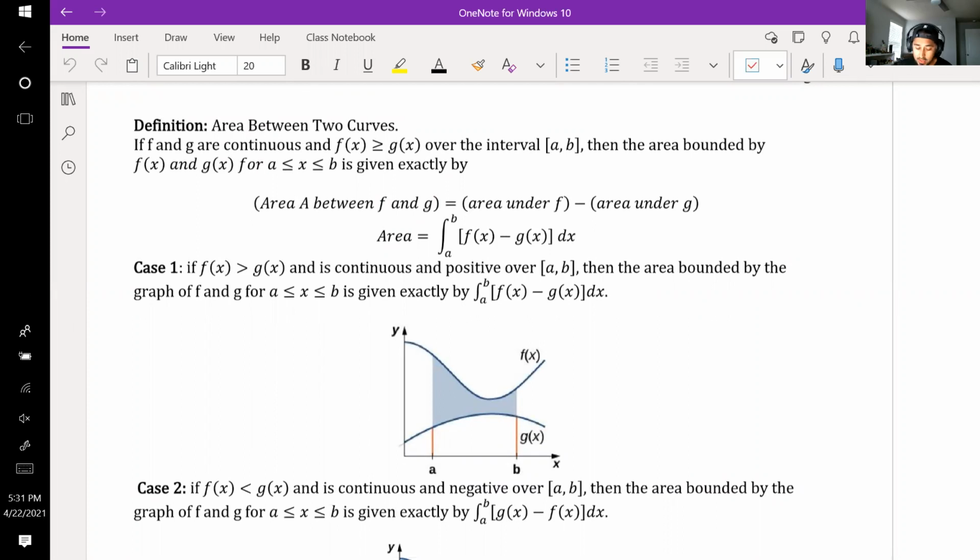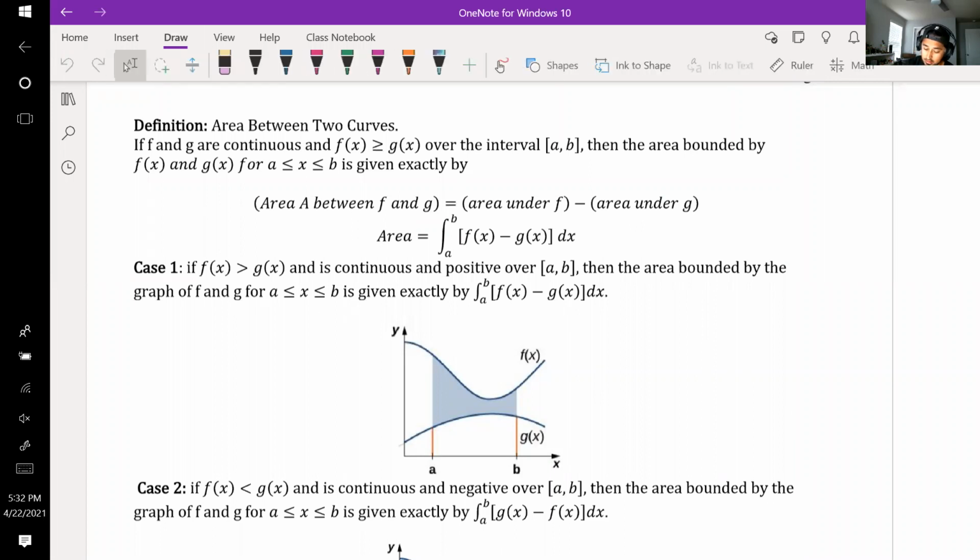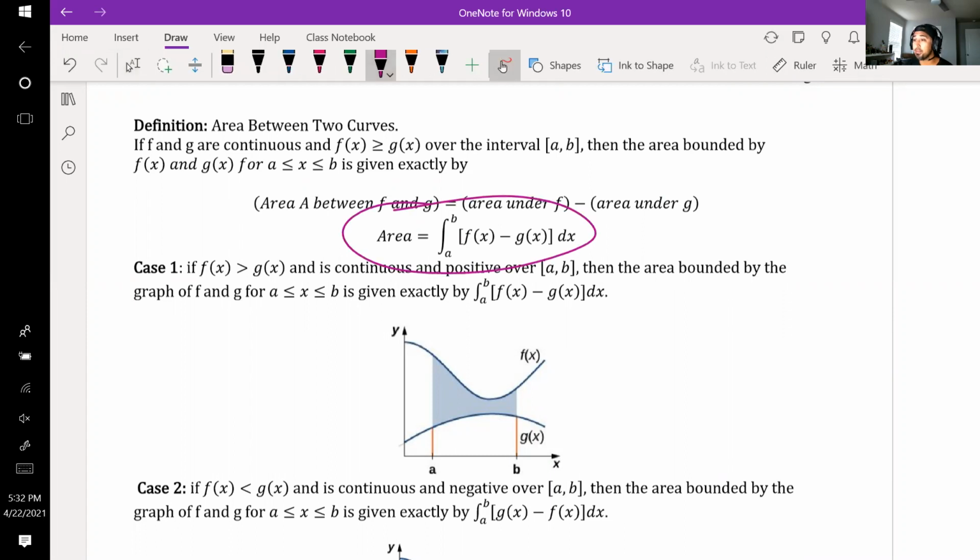So by definition, if f and g are continuous and function f is greater than or equal to g of x over some interval a, b, then the area bounded by f of x and g of x on this interval a, b will be given exactly by this formula. The area between f and g is going to be the area under f minus the area under g. It's going to look something like this: the integral from a to b of f of x minus g of x dx.